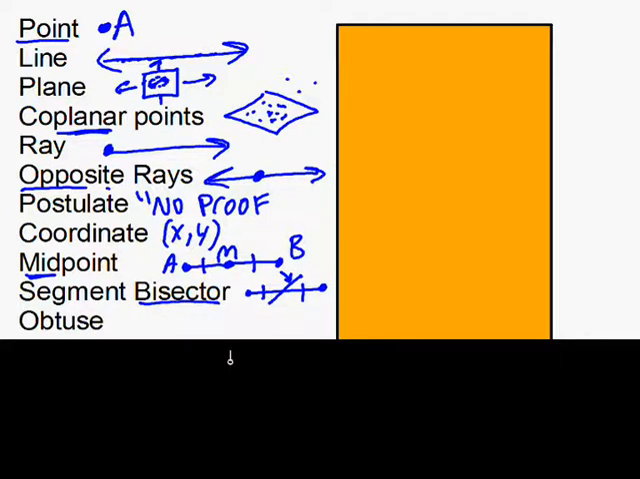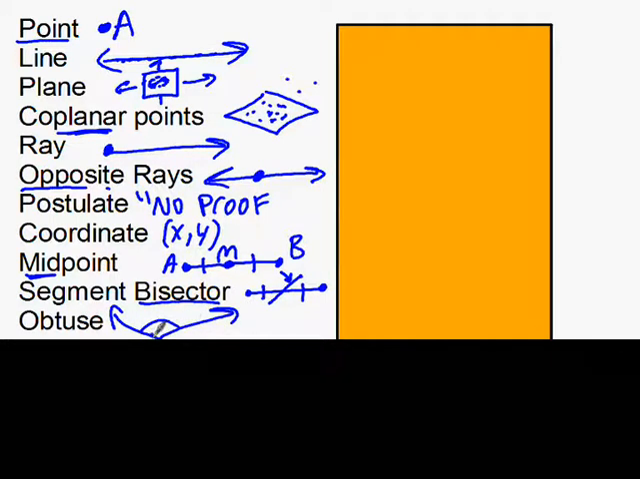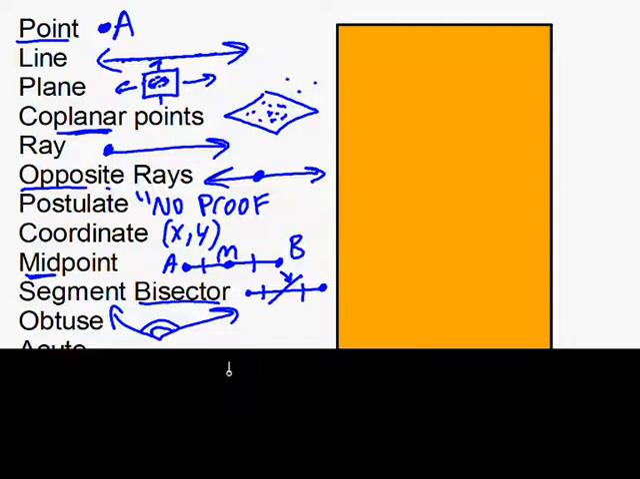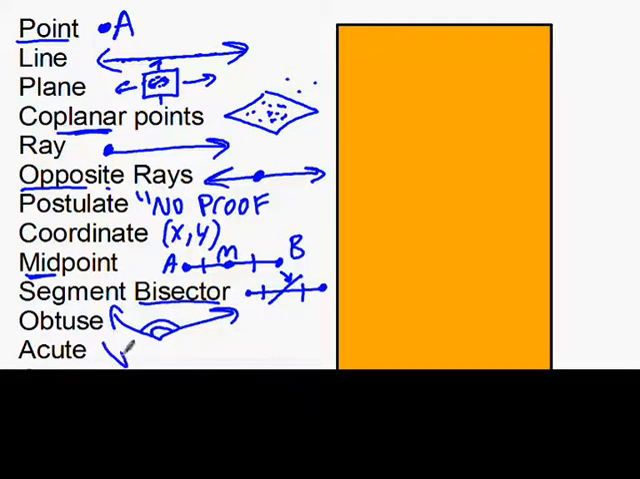Obtuse. Obtuse angles are really big. So big we don't even know what to do with it. Acute, though, is really small, really cute. Really cute angle. It's less than 90. Obtuse is more than 90, and actually less than 180, but we won't worry about that.